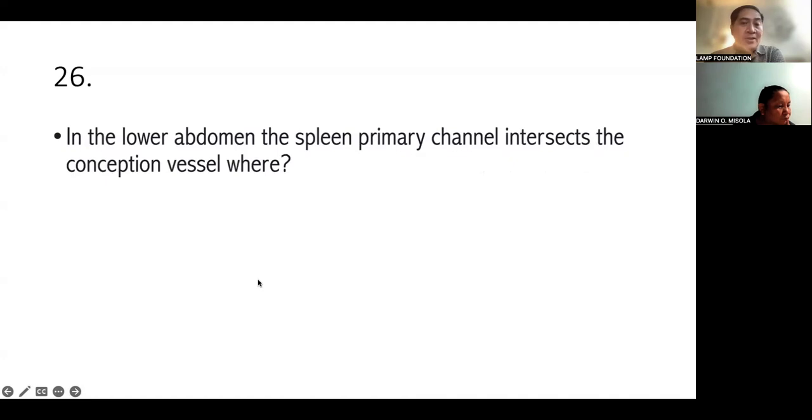Okay, in the lower abdomen, the spleen primary channel intersects the conception vessel at what point? There are 3 points of the REN. REN 3, REN 4, REN 10. Pag may dampness, you should not forget to needle these points. Lalo na pag malaki ang tiyan, ang sarap nito. REN 3, 4, and 10.